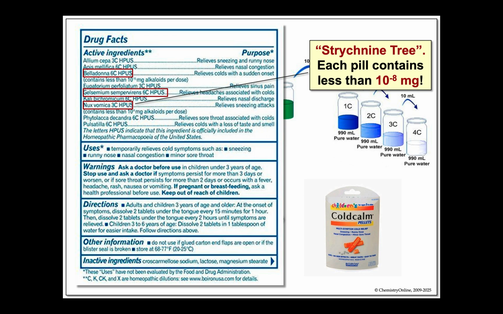Nux vomica is the Latin name for it. It's not a nice thing. This is from strychnine, it's called. Each pill is less than 10 to the minus 8 milligrams. But you still can give Coldcalm to your kids, and yes, it is still on the shelves. It's homeopathic. Any questions?